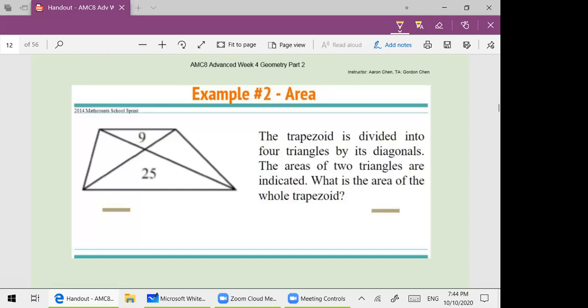For this problem, a hint is that the ratio of areas when both triangles have the same height is just the ratio of their bases.